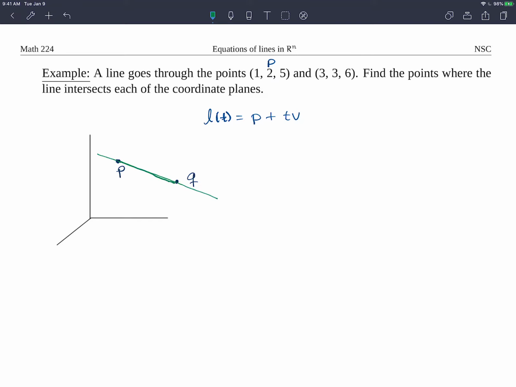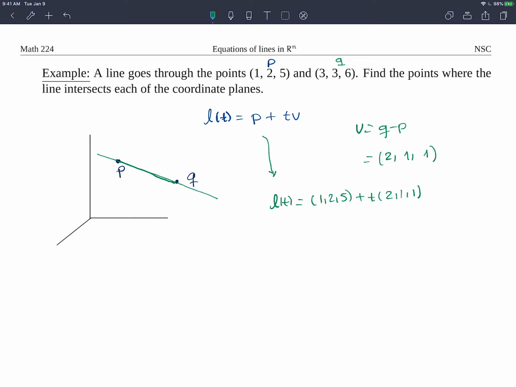So if I do, for example, Q minus P to be my vector v, this is my point Q. So Q minus P, I would get 3 minus 1 is a 2, 3 minus 2 is a 1, and 6 minus 5 is a 1. So I get the 2, 1, 1, right? And then my equation of the line that I'm looking for is really L of t equals the P, which I'm going to use the first point, 1, 2, 5, plus t times the 2, 1, 1.